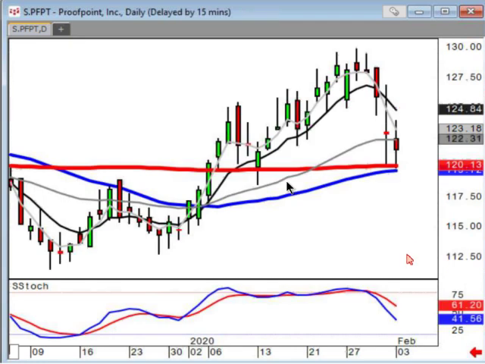PFPT. Oh boy, you've got a lot of support right here. I probably wouldn't short it unless it came down through these moving averages. You do have good selling. Bearish left-right combo after indecisive trading. Yeah, you probably could be going short on this one on any weakness.